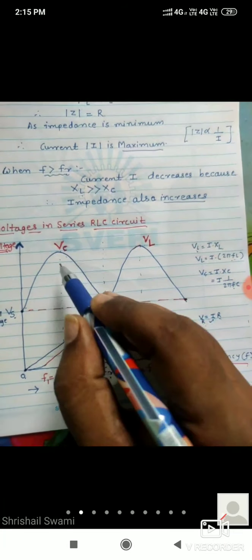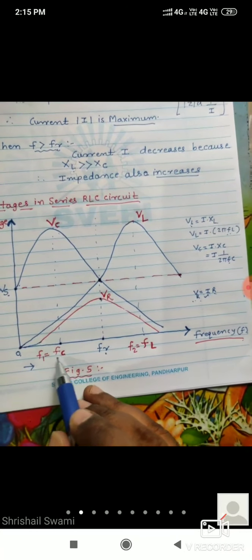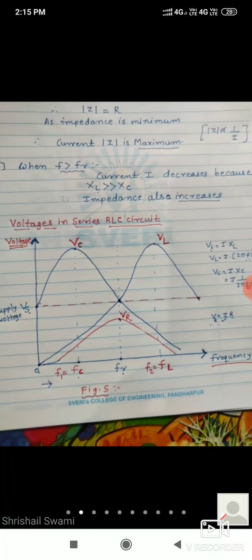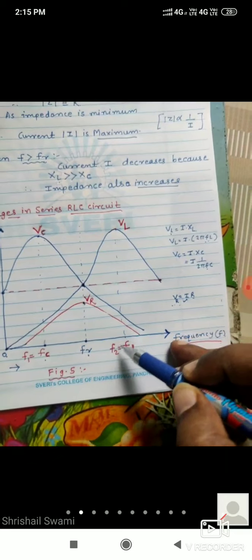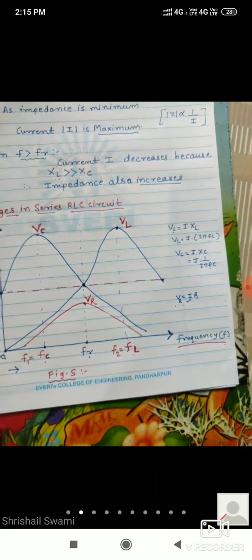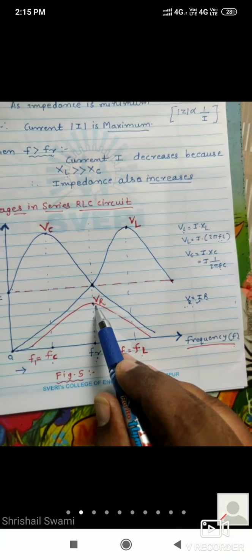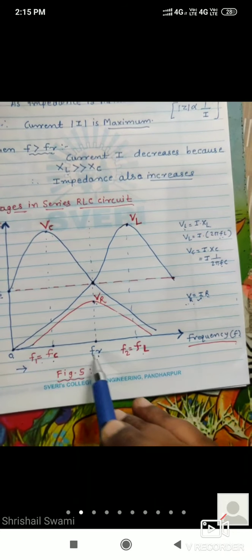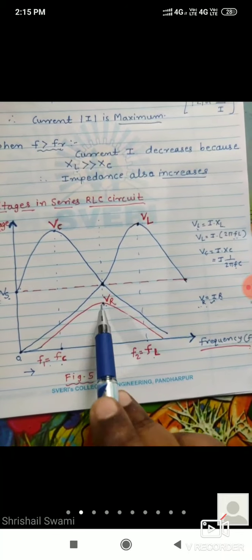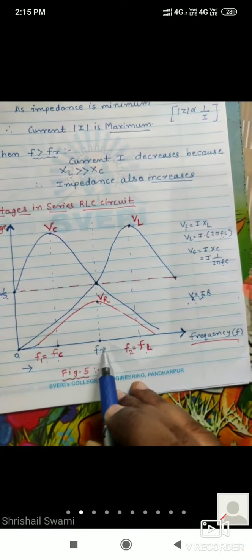Now two important points here. At some frequency, that is called as F1 is equal to Fc, the voltage across capacitor becomes maximum. At frequency F2 is equal to Fl, the voltage across inductor becomes maximum. And at resonant frequency Fr, the voltage across resistor becomes maximum. So these are the three frequencies at which voltages across capacitor, resistor, and inductor become maximum. Okay, this point already we know.